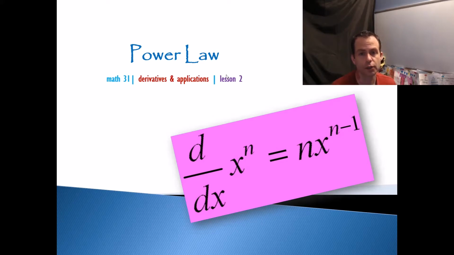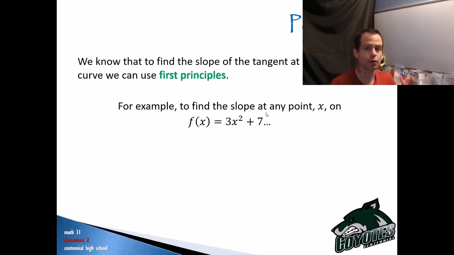Okay, so we know that to find the slope of the tangent at any point on the curve, we can use first principles. First principles, there are two options with first principles. You could do the limit as x approaches a of f of x minus f of a all over x minus a, or you could do the limit as h approaches 0 of f of x plus h minus f of x all over h. Okay, method 1, method 2, both of those are first principles.